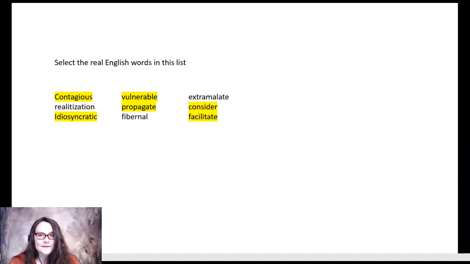To propagate something means to breed it or to cause more to exist. For example, you could propagate flowers. You take a clipping of one flower and make more. Or you can propagate children. To consider is the next word. It means to think carefully about something. The seventh word is idiosyncratic, and that means that something is peculiar or different or unique to itself. Fibernal, I made up, and to facilitate something is to make something easier.